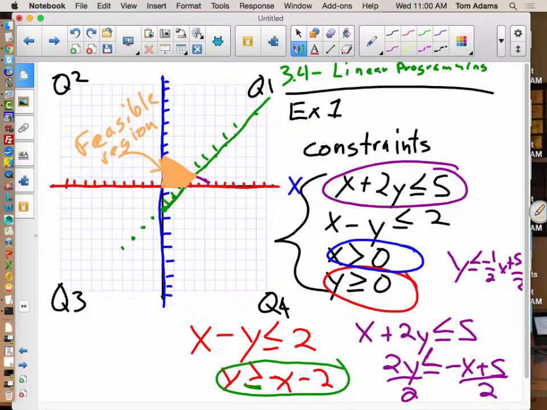So then the question says, what point in the feasible region maximizes the point P for the objective function P is equal to 2x plus y? So that was the question. I had to label all that stuff and explain all that stuff to you. But the actual question is, which one maximizes this? Well, 2x plus y.